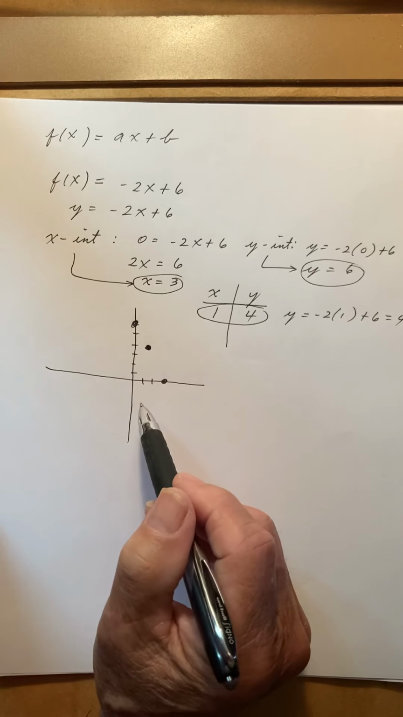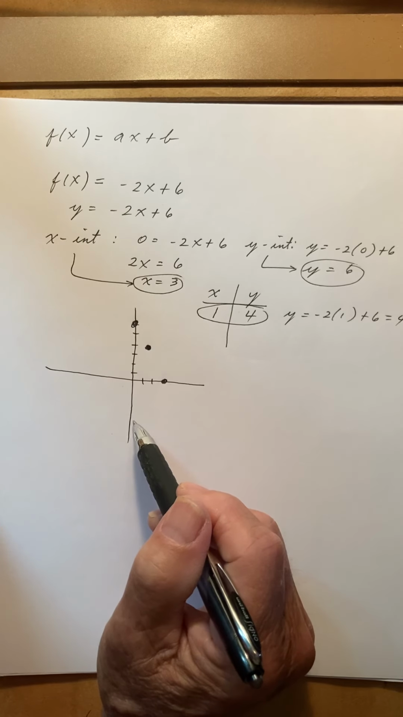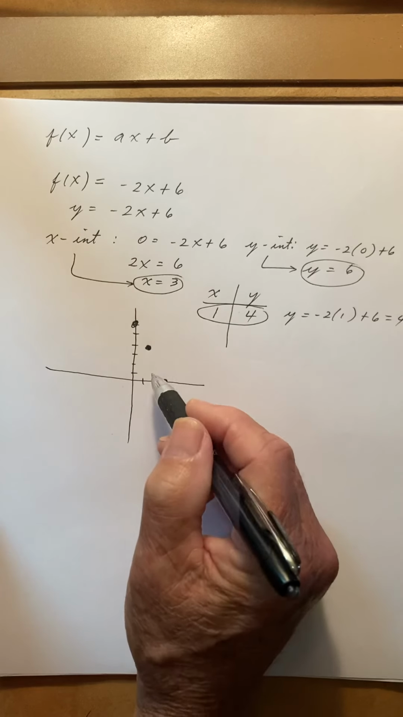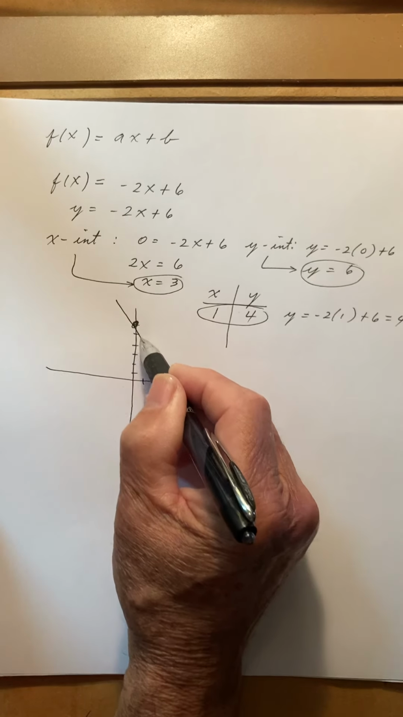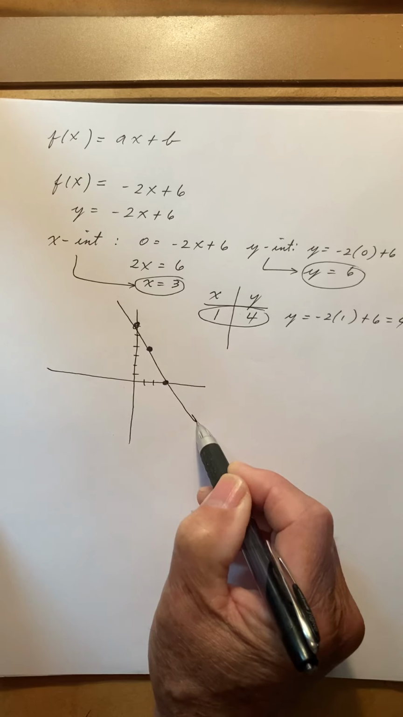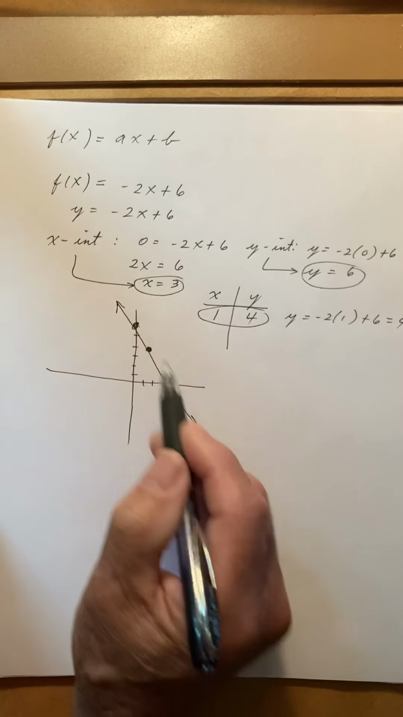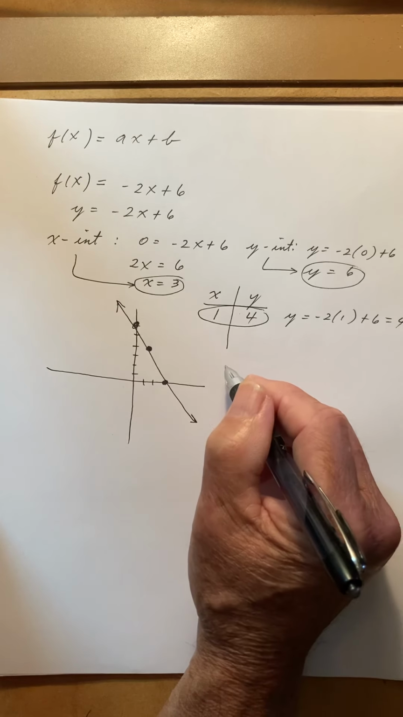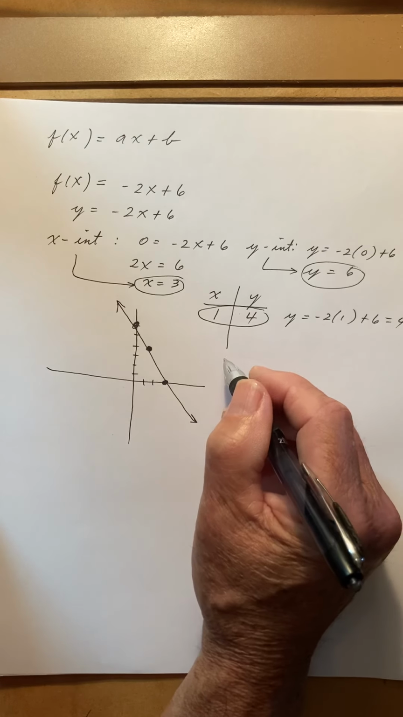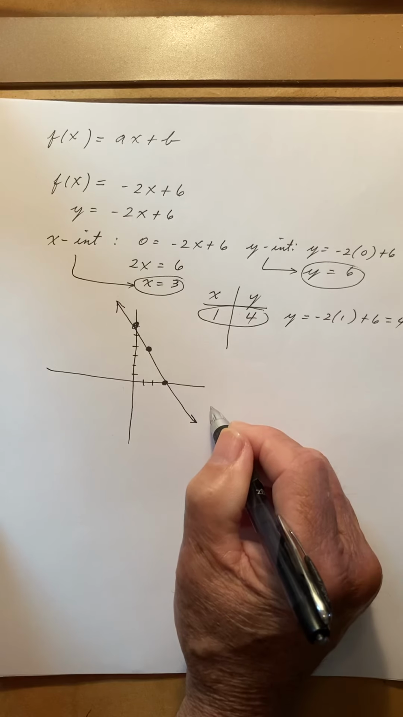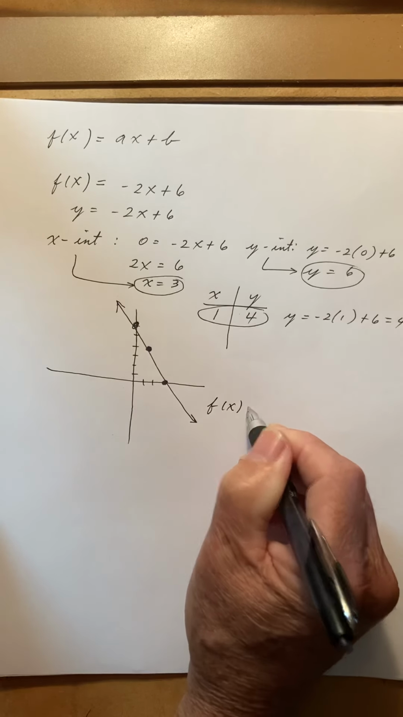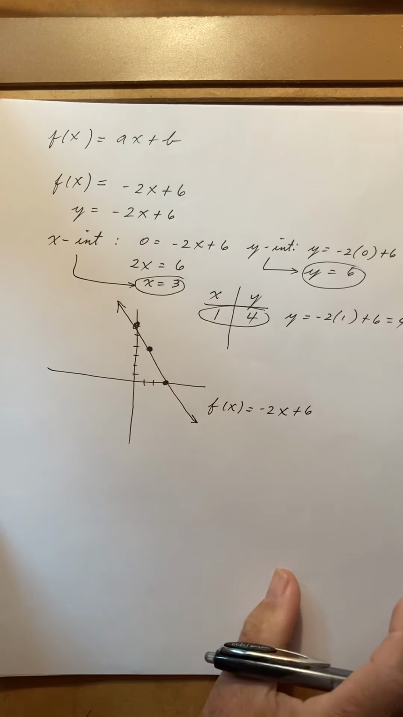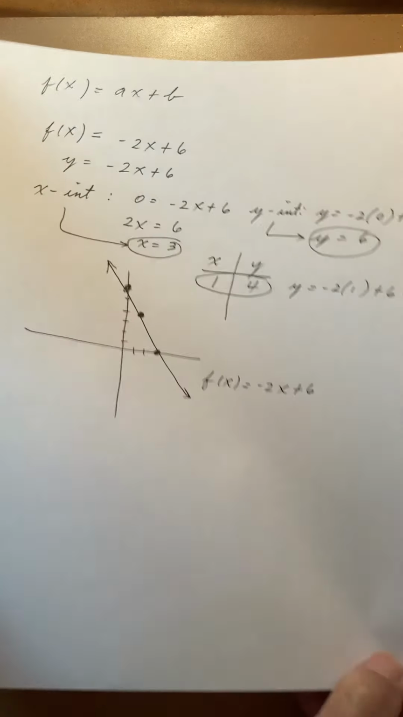Finding that third point helps you to be sure that all the points line up in a straight line, and then you connect the points, completely fill up your graph and put arrows on the end of each of the graph, and then label it f of x equals negative 2x plus 6. So that completes the graph for that function.